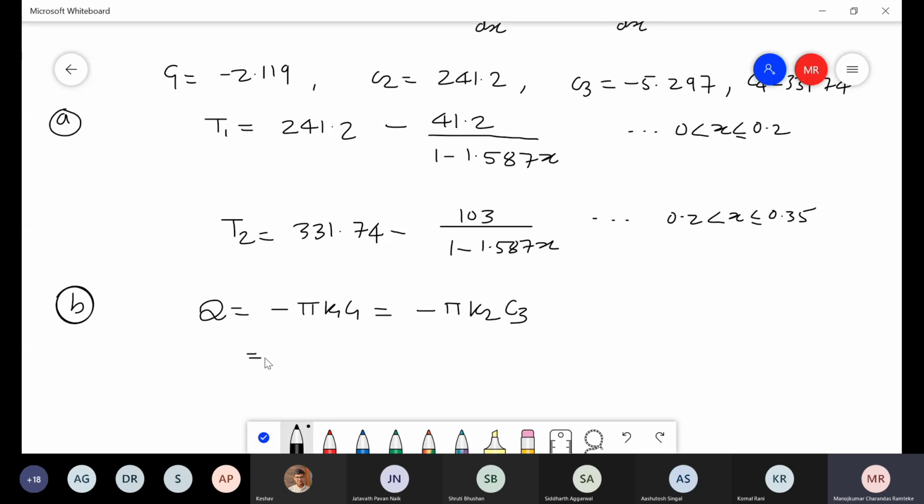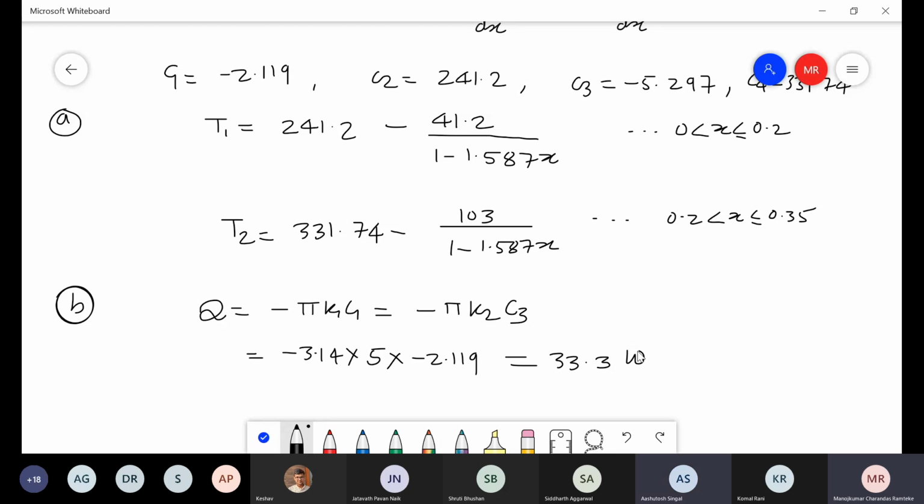So based on this, it is minus 3.14 into k1, which is 5 watt per meter Kelvin, and C1 you have already calculated, that is minus 2.119. So this becomes 33.3 watt. Check whether you all are getting the same answer or not.